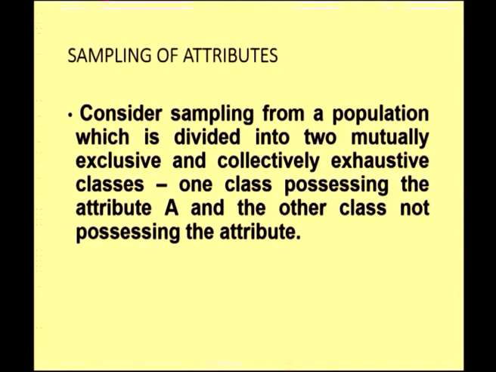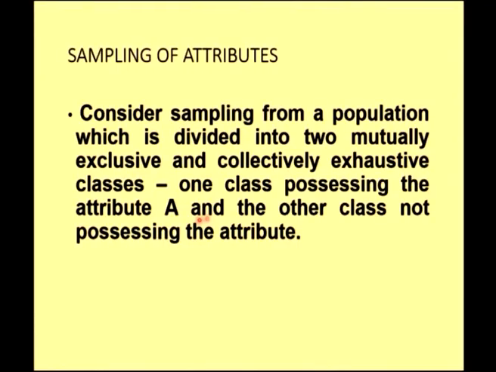Now, consider the sampling from a population which is divided into two mutually exclusive and collectively exhaustive classes. And this kind of division we have already seen in the attributes session as dichotomous classification. The whole population is divided into two categories, one possessing the attribute A and other class not possessing the attribute A. Okay, this kind of classification is called dichotomous classification. This we have already seen in the previous sessions.